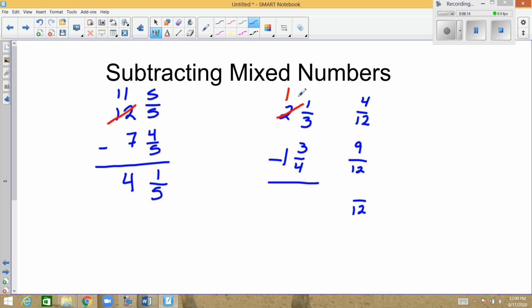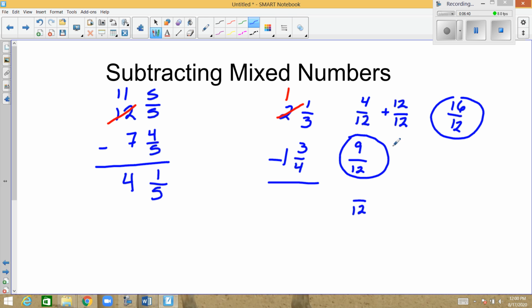This other 1 comes way over here and becomes, I'm going to help this out, so I'm going to put it as 12/12. Why 12/12? Because the common denominator is 12. This guy is the 1 that I borrowed from here to make this 1. And 12/12 plus 4/12 is 16/12. And now it is these numbers that I am looking at to subtract. Now I can subtract 9 from 16. That gets me 7. And this guy, 1 from 1 is 0. So this would be my answer.